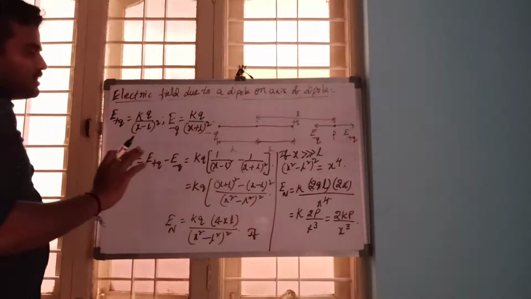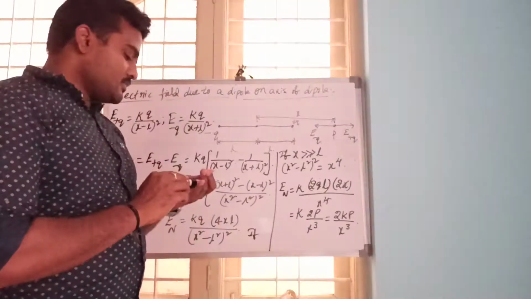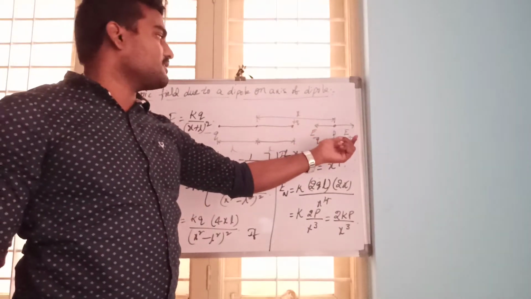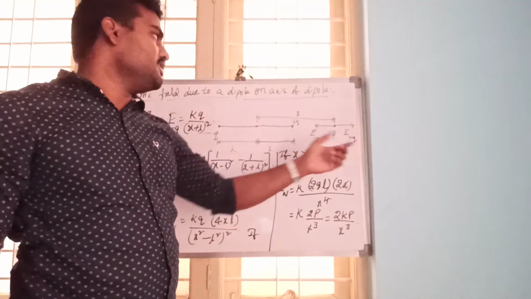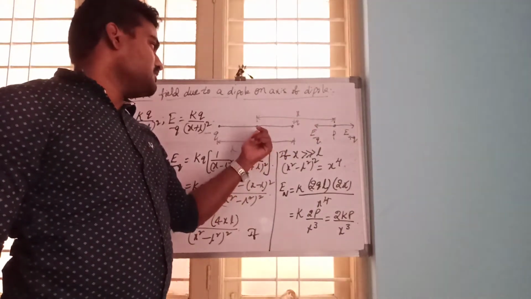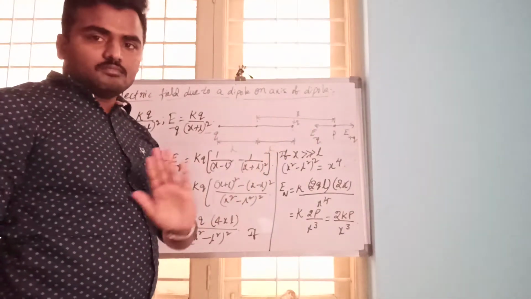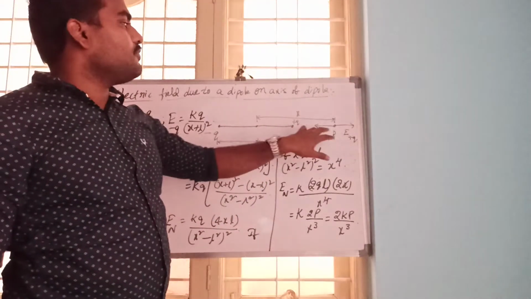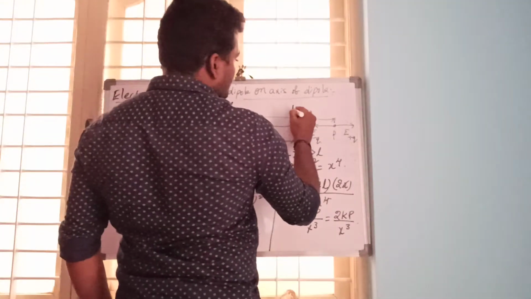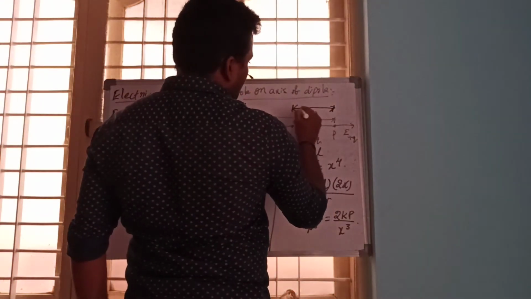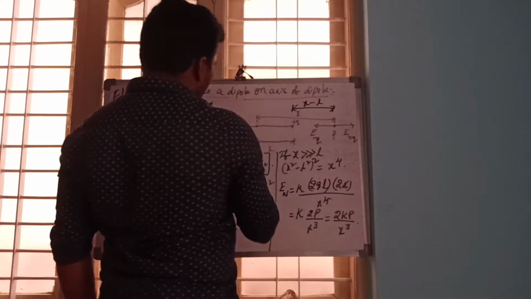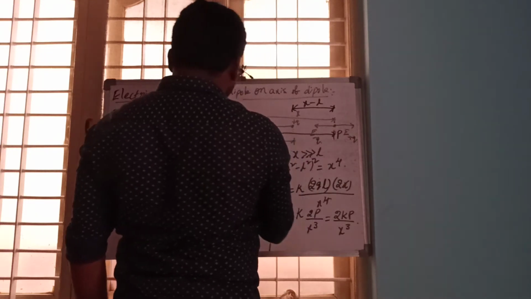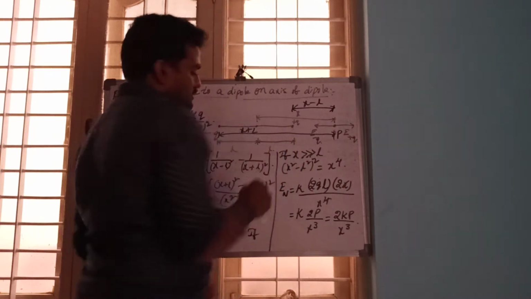So let us understand it once more. What we have done: we have taken a dipole and we are going to find the electric field at this point P, which is at a distance of x from the center of the dipole. Clear? Now what is the distance of point P from the positive charge? From here to here, x minus L, and from here to here, x plus L.